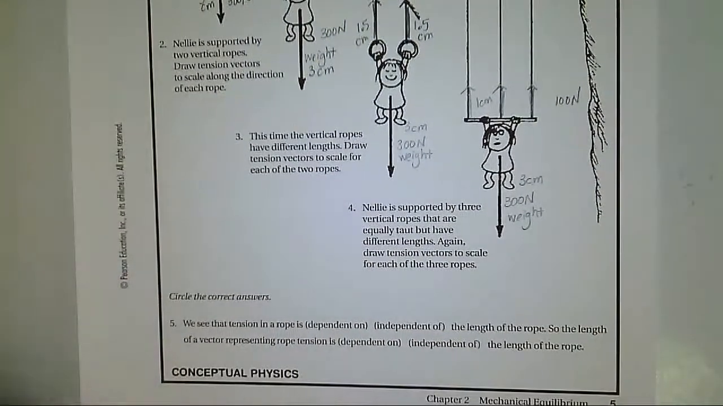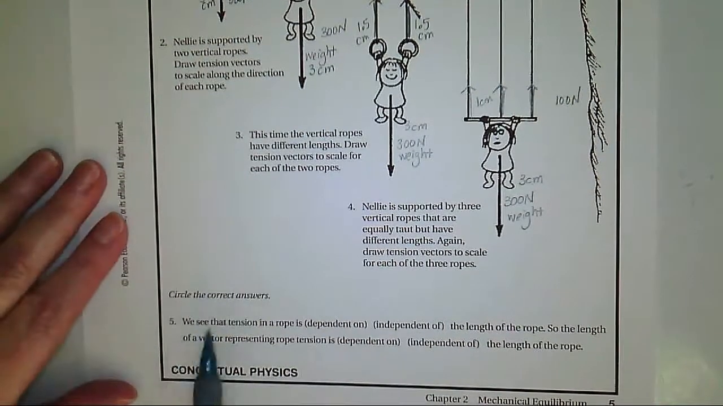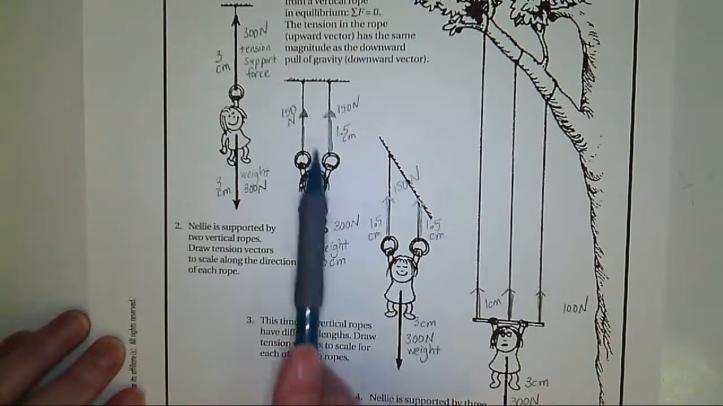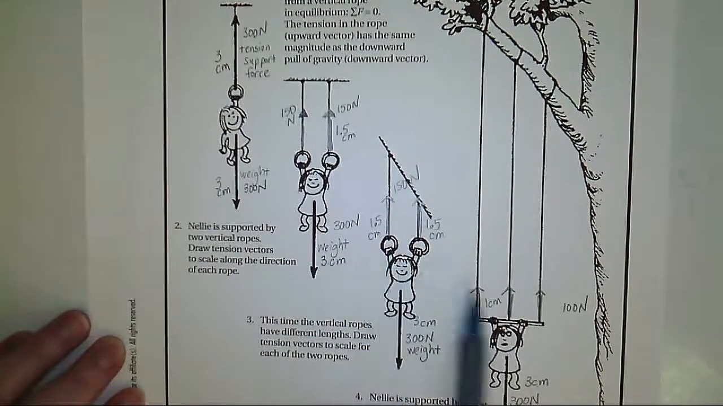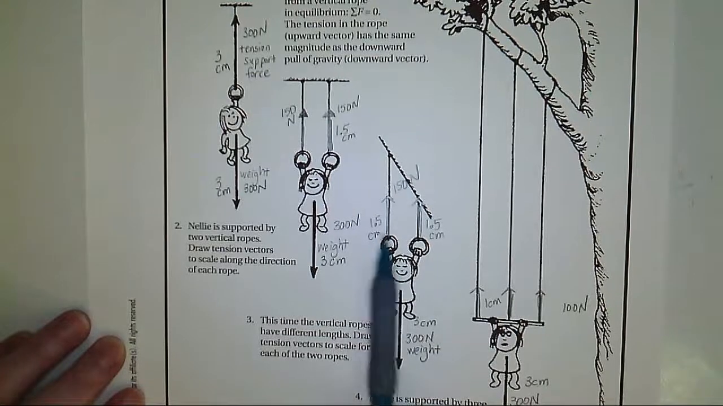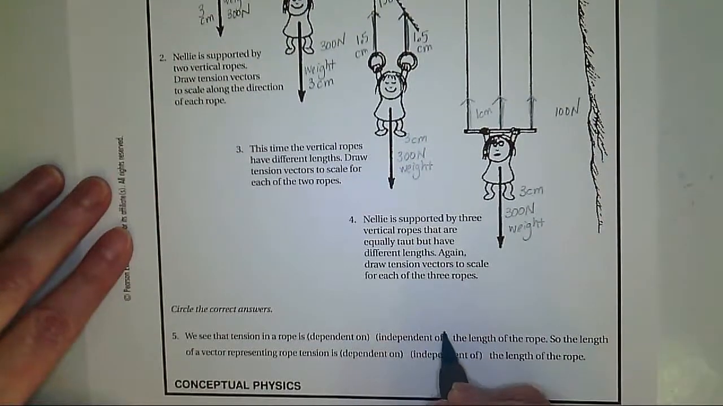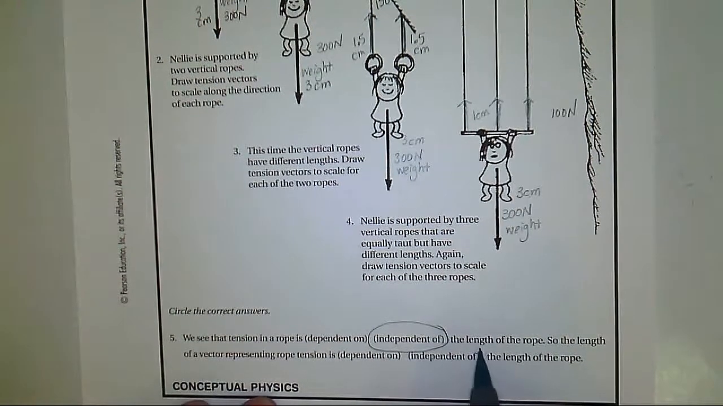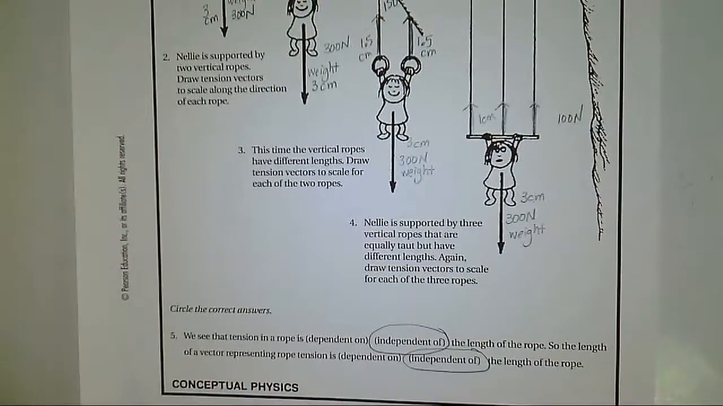So question number 5, we see that tension in a rope is blank the length of the rope. So what they're asking here is, did our tension in the ropes depend upon the length of the rope? Well, the spot where we can do that comparison is here and here, correct? Did the tension matter of how long that rope was? No. So it is independent of the length of the rope. So the length of a vector representing rope tension is independent of the length of the rope, because it does not depend on how long that rope length is.